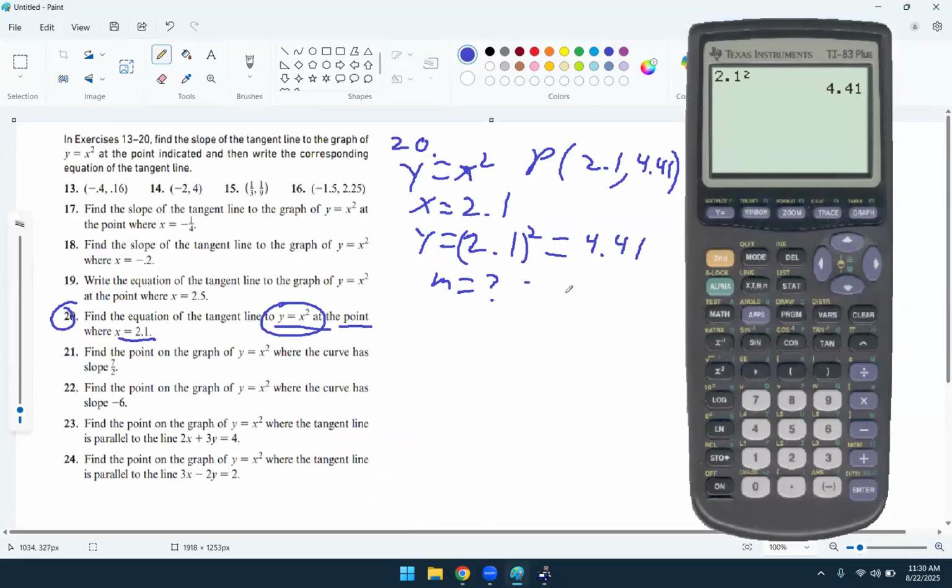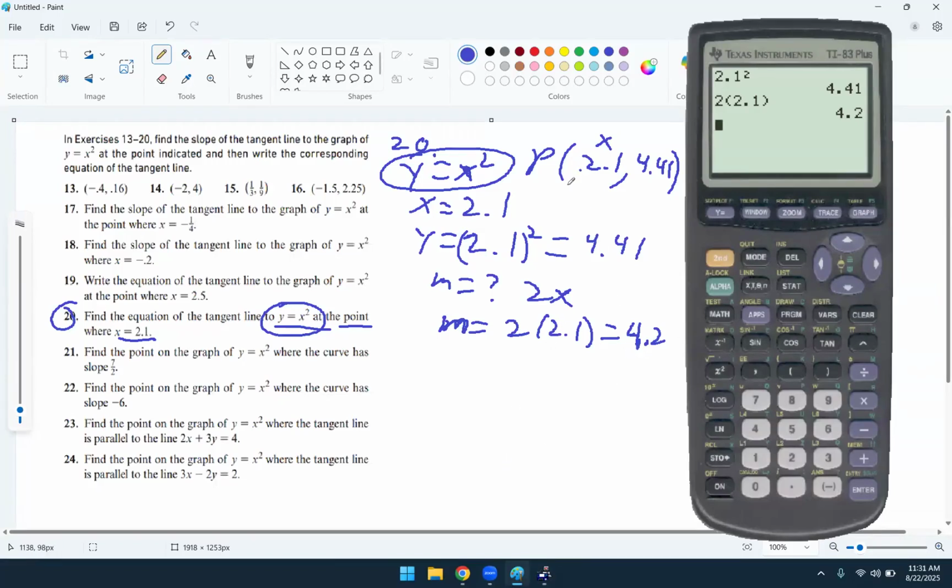So the slope is equal to 2x when we're talking about the parabola y equals x squared. So that's the slope formula for this parabola. So the slope is going to be what? Well, x is 2.1, right? That's our x. So this is going to be 2 times 2.1, which is 4.2. You just punch it out on the calculator. So the slope is 4.2. So there you have it.